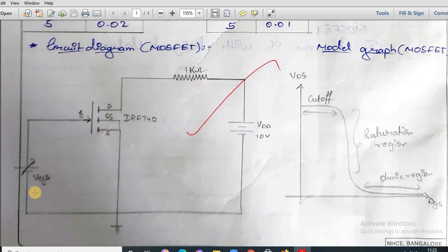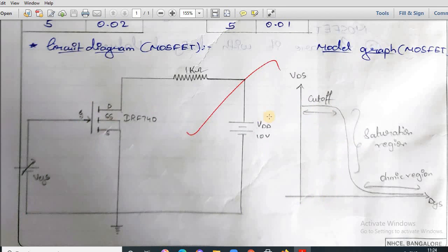Here also we have to vary the input voltage. This arrow mark denotes the variable voltage. So we will slowly vary the VGS voltage and observe what the voltage change is between the drain and source terminals. So this is the model graph. Now for smaller values of VGS, the VDS is constant, it's a higher value, because the MOSFET is in cutoff state.